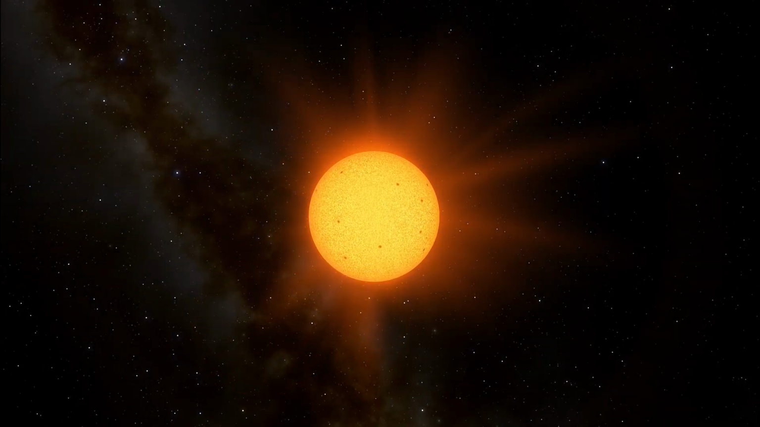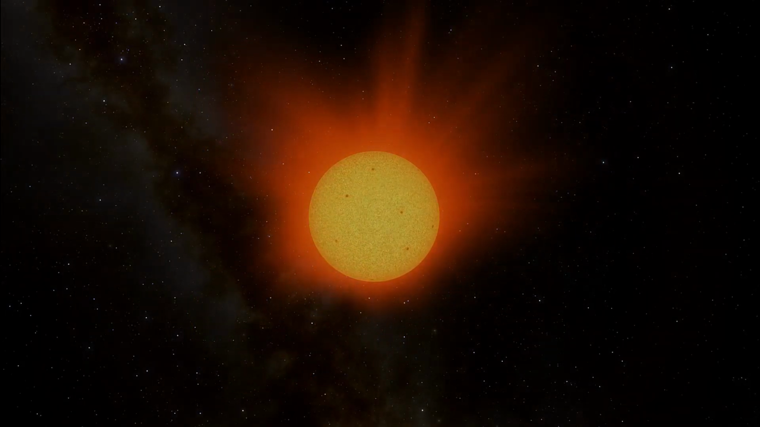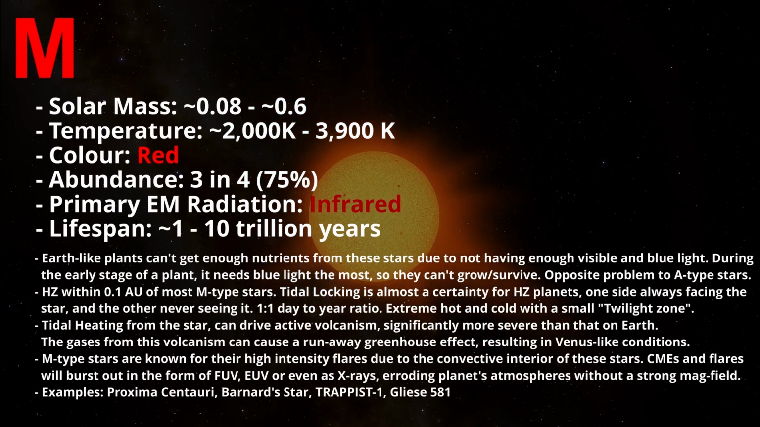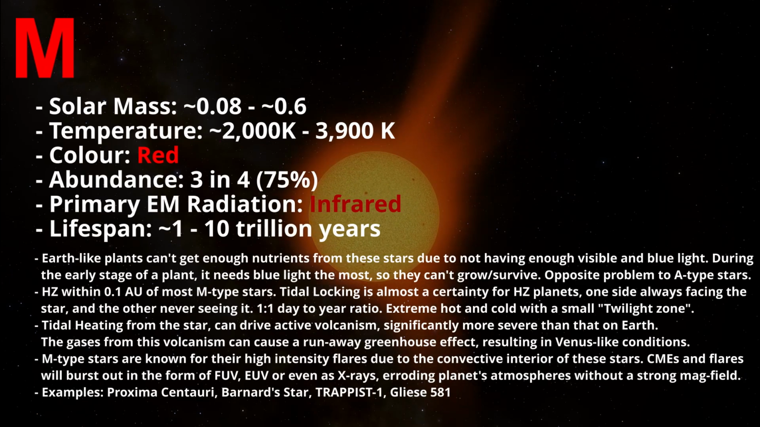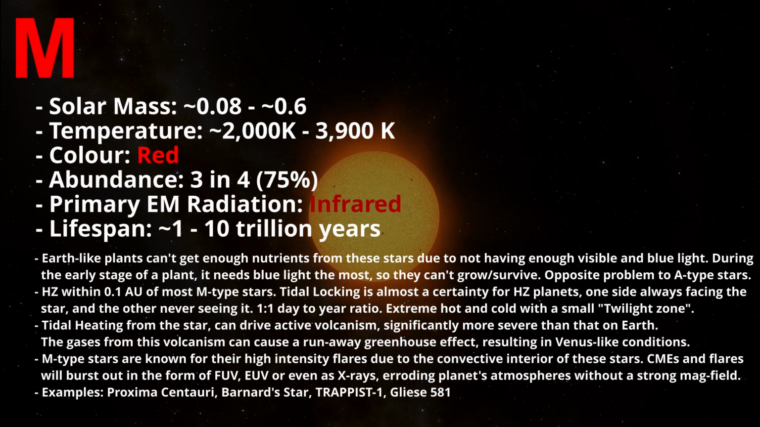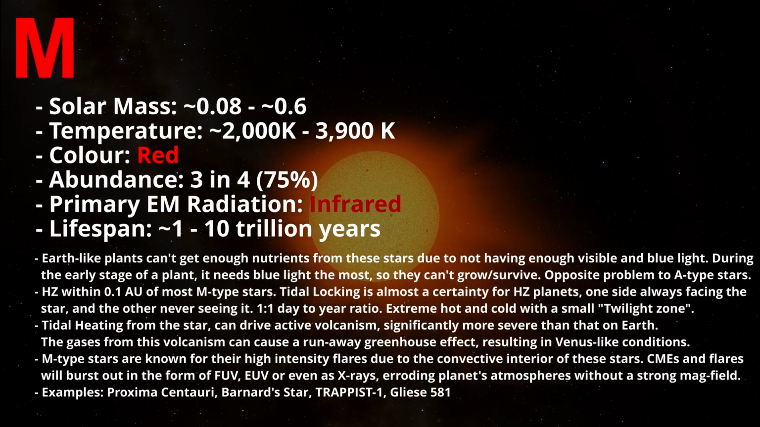I am now going to disrupt the order for a moment and now mention M-type stars, more often known to us as red dwarfs. The reasons will be clear for this once I explain the details about them. They are by far the most abundant of stars, with 3/4 of all stars being of this type. They generally have solar masses from roughly 0.08 to roughly 0.6, and a temperature of roughly 2000 Kelvin to 3900 Kelvin, meaning they shine red.